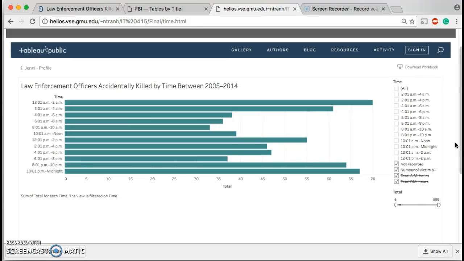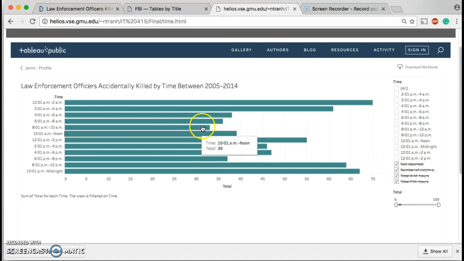So my last chart represents the time frame of officers accidentally killed. You can uncheck and check all the times here on the right hand side, and you can scale down the number of deaths here. So you can see that from 10 p.m., right here, 67, to 2 a.m., 70, were the highest peak times that officers were accidentally killed.